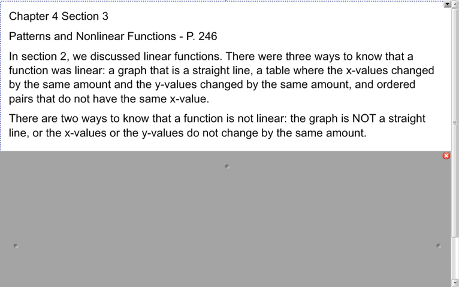There are 2 ways to tell if you have a non-linear function. If the graph is not a straight line, like it's a curve or it has a bend in it someplace, or if the x values and y values don't change by the same amount. And we're going to use both of those in this section.